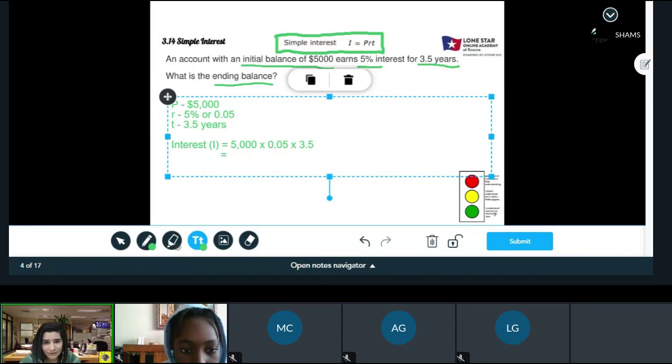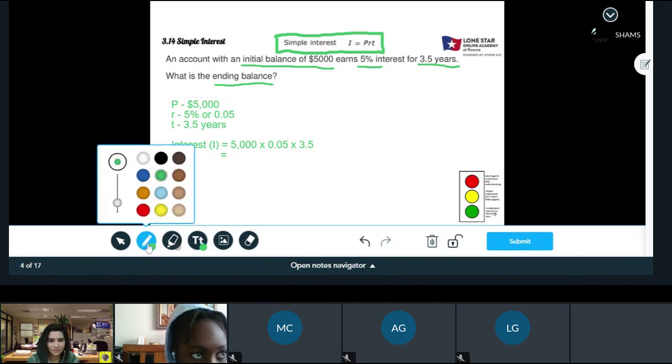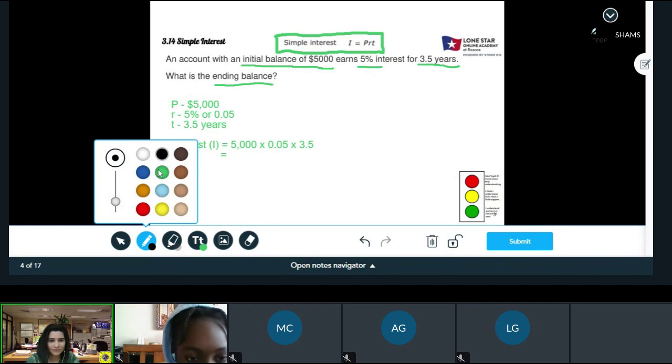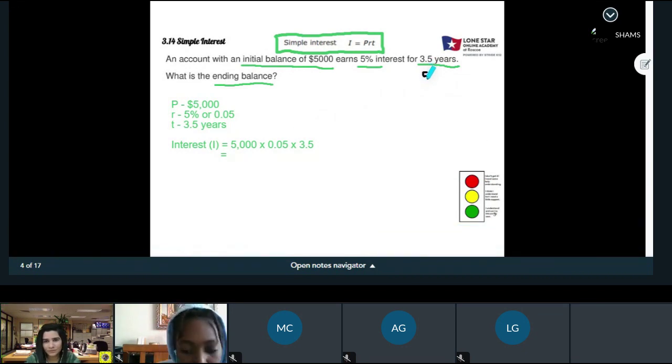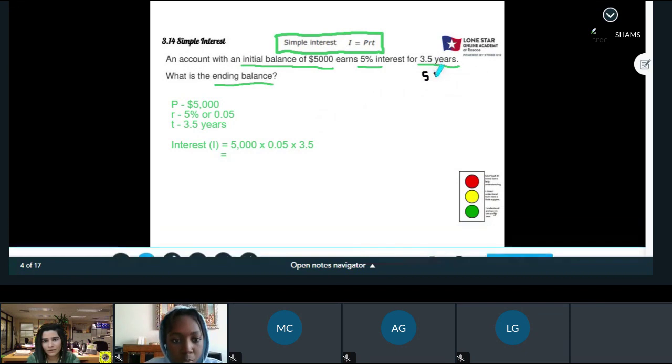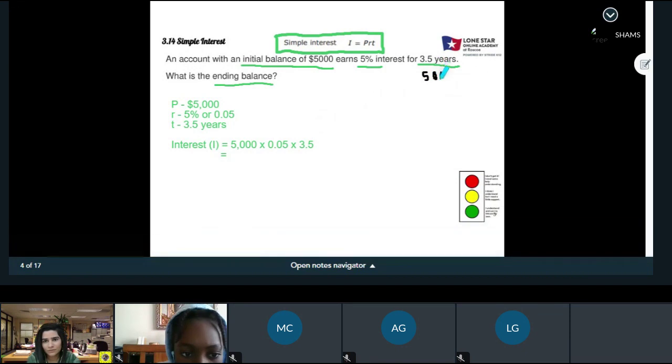Okay, then let's reconsider the decimals. I will go ahead and multiply a little so that we can look at the decimals. So I have 5,000 times 0.05 over here. This is 5,000 times 0.05.